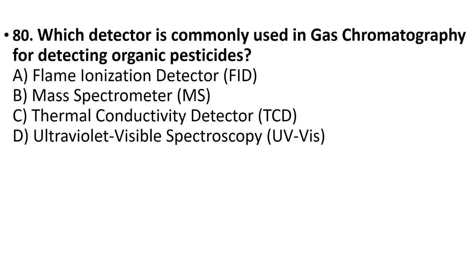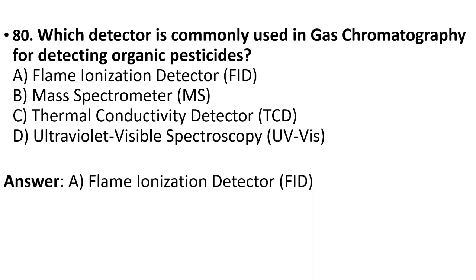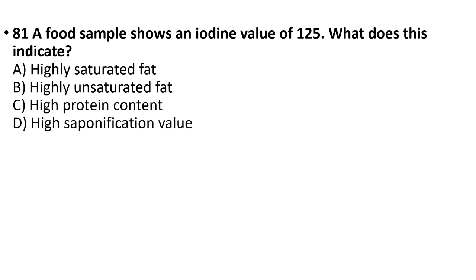Flame ionization detector, mass spectrometer, thermal conductivity detector, ultraviolet visible spectroscopy. Your answer is option A, flame ionization detector. 81. A food sample shows an iodine value of 125. What does this indicate? Highly saturated fat, highly unsaturated fat, high protein content, high saponification value. Your answer is option B, highly unsaturated fat.